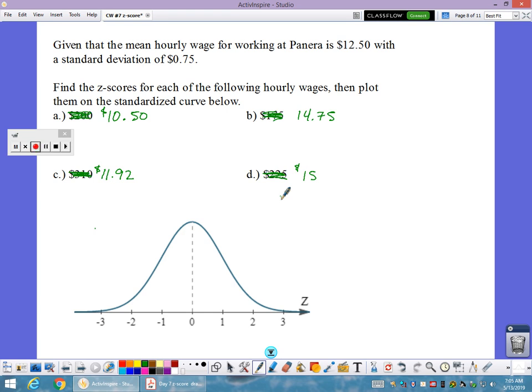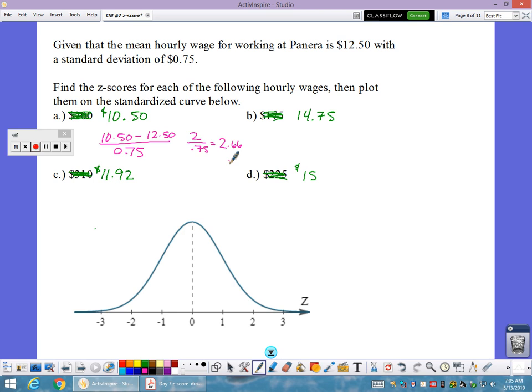All right, so we're gonna take $10, just data minus mean. Data minus mean over standard deviation. Okay, so here we get $2 divided by 75 cents. Let's see what our z-score is. $2 divided by 75 cents. Need that 0.75. All right, 2.66.